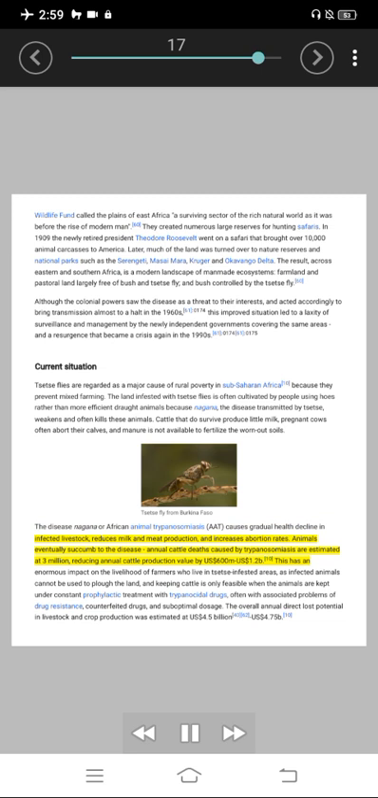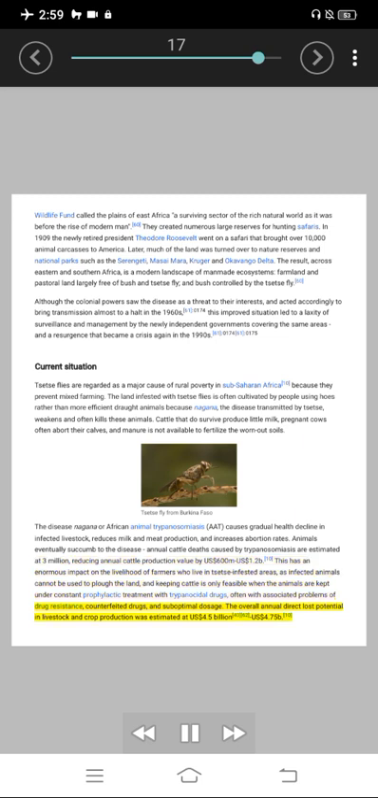Annual cattle deaths caused by trypanosomiasis are estimated at 3 million, reducing annual cattle production value by $600 million to $1.2 billion. This has an enormous impact on the livelihood of farmers who live in tsetse-infested areas, as infected animals cannot be used to plow the land, and keeping cattle is only feasible when the animals are kept under constant prophylactic treatment with trypanocidal drugs, often with associated problems of drug resistance, counterfeited drugs, and suboptimal dosage.